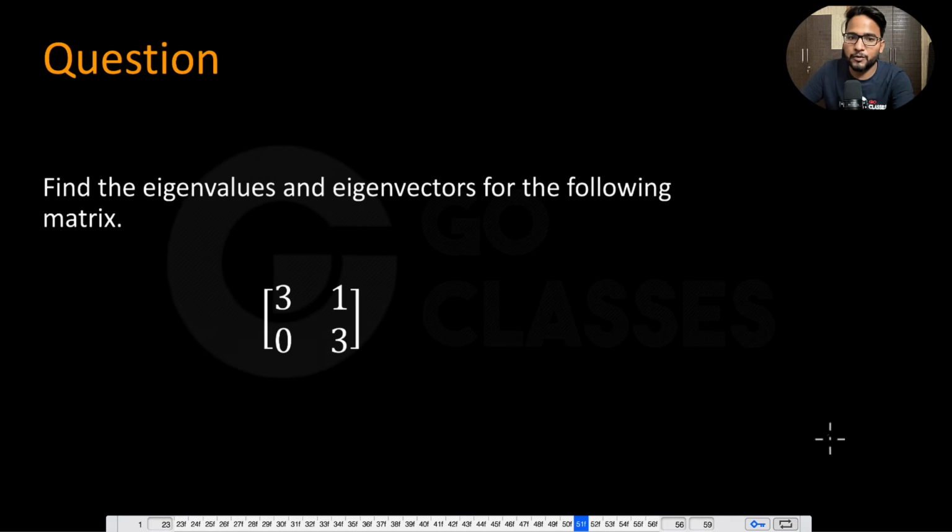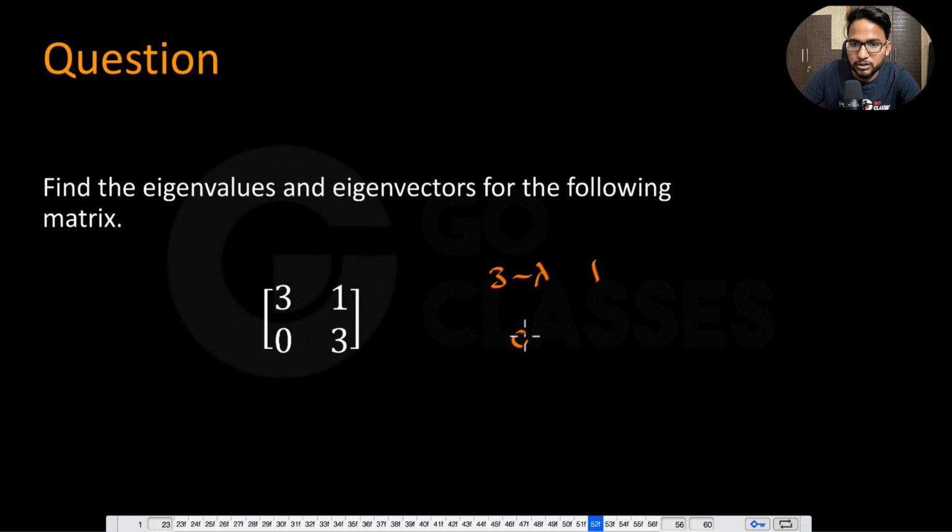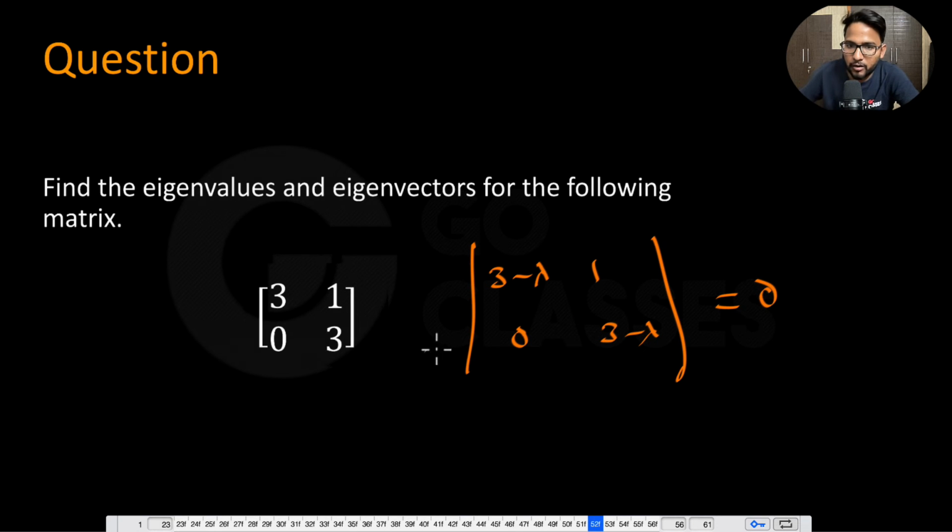Let's solve more examples, and then let's see what is happening. So let's solve for this. If you solve for this, the determinant of the matrix with 3 minus lambda, 1, 0, 3 minus lambda is equal to 0. Now if you solve the determinant, it will be (3 minus lambda) squared minus 1 into 0, which is 0, so equal to 0.